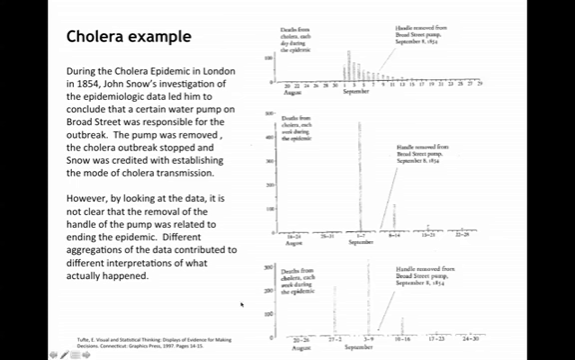For more about this example, I really recommend Edward Tufte's Visual and Statistical Thinking, Displays of Evidence for Making Decisions. This is where I pulled this graphic from. I really recommend that resource, and it goes into more detail about the effects of aggregating and how that can affect the interpretations that you make.